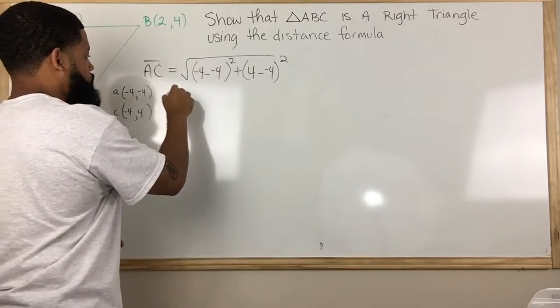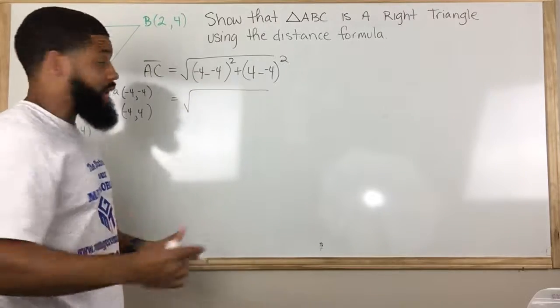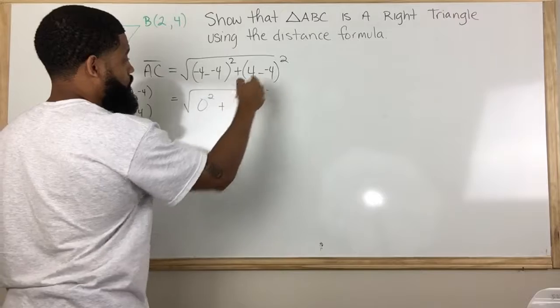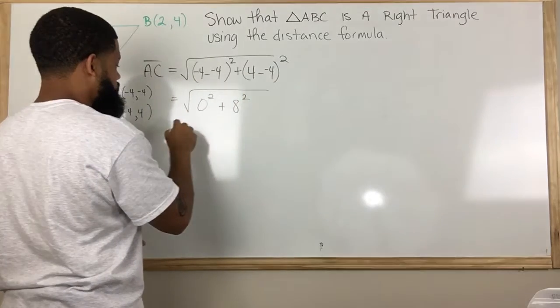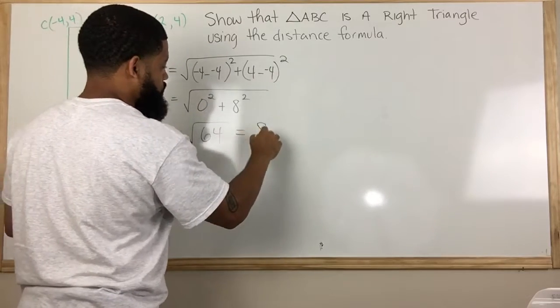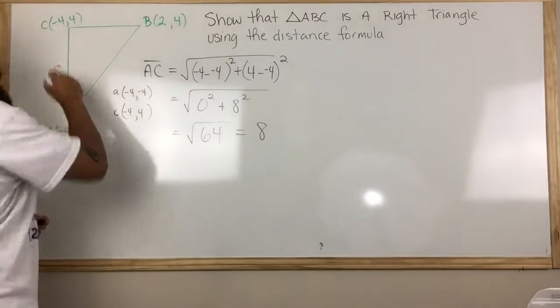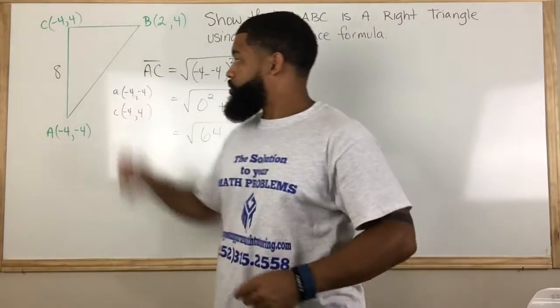All right? And when I do that, remember, if we subtract the negative, that's the same thing as adding. So we have -4 plus 4, which is just 0. And then we have 4 plus 4 again, which is 8. So I get the square root of 0 plus 8 squared, which gives me the square root of 64, which is equal to 8. Okay? So this length right here, AC, is 8 units. All right? So as you can see there, we have 8 units for this length.